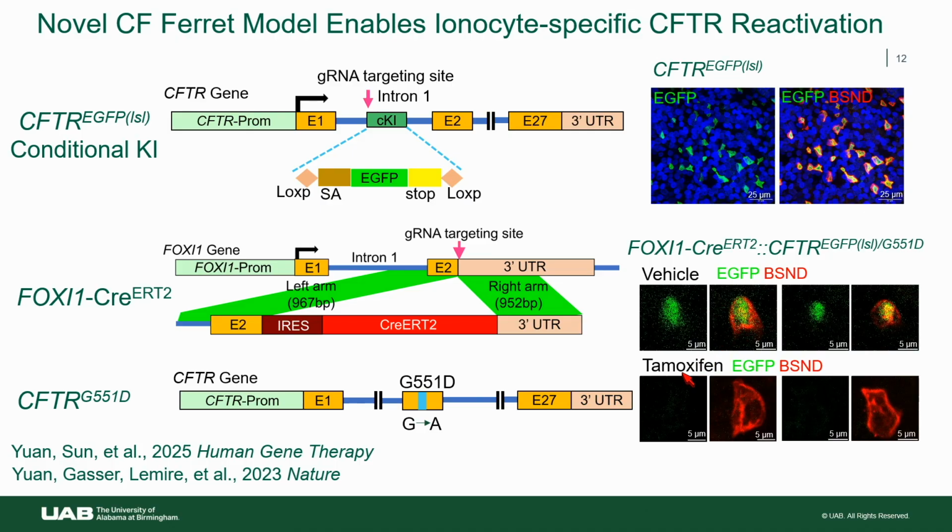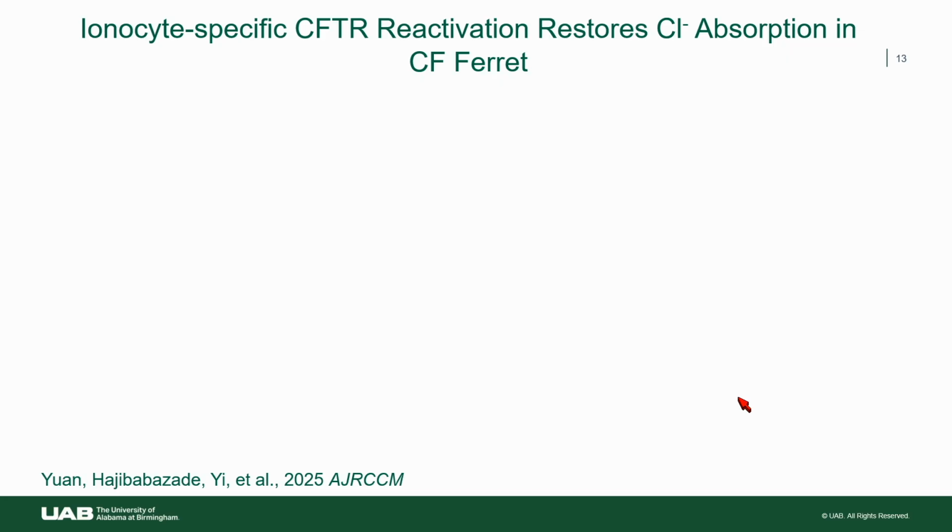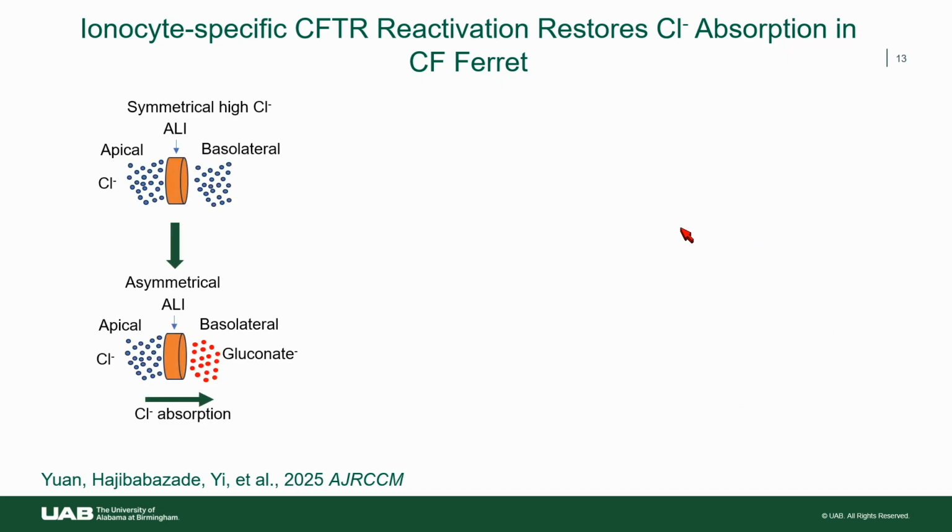In the tamoxifen treated group, when the minigene is accessed, the EGFP signal is turned off. Next, we test whether the CFTR reactivation in ionocytes can restore both chloride absorption and secretion. And then we started using an Ussing chamber to test chloride absorption.